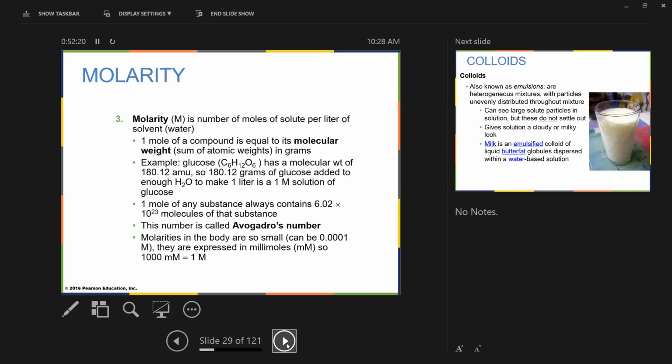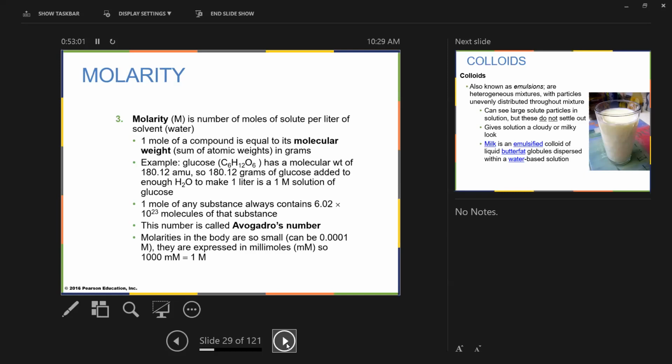So if you have glucose, molecular weight is 180. So 180 grams of glucose is 1 mole. If you mix up 180 grams of glucose in a liter of water, you have a 1 molar solution of glucose. Okay. The molecular weight of sodium chloride is 58. If you put 58 grams of sodium chloride into a liter of water, you have a 1 molar solution of sodium chloride.